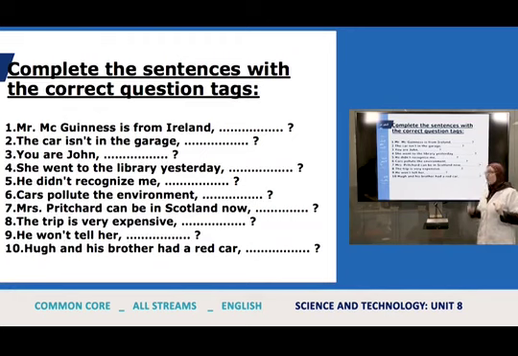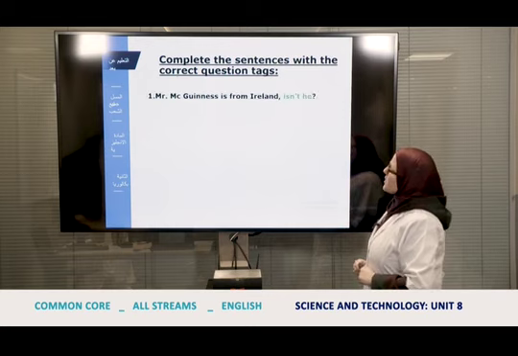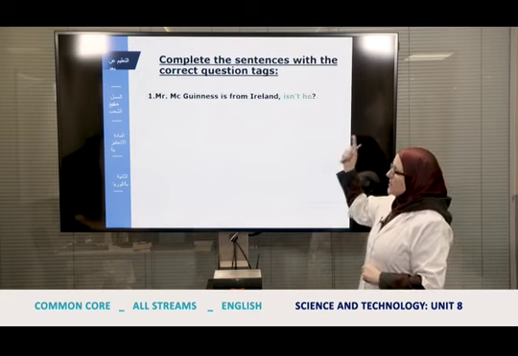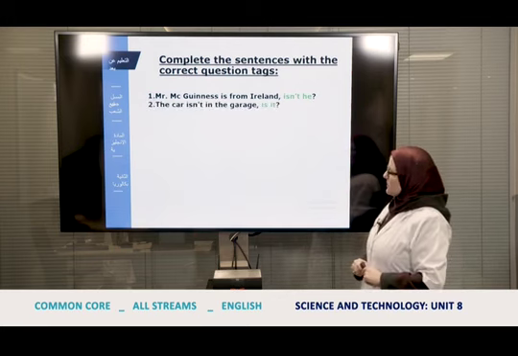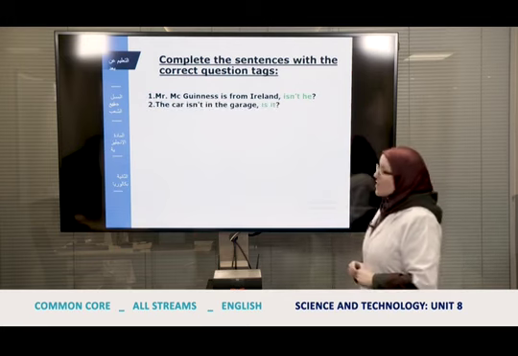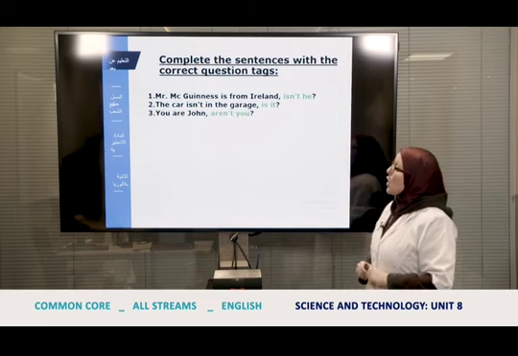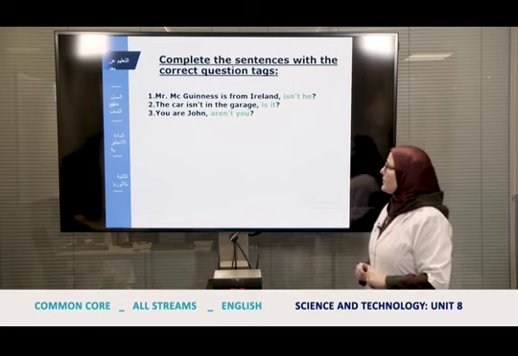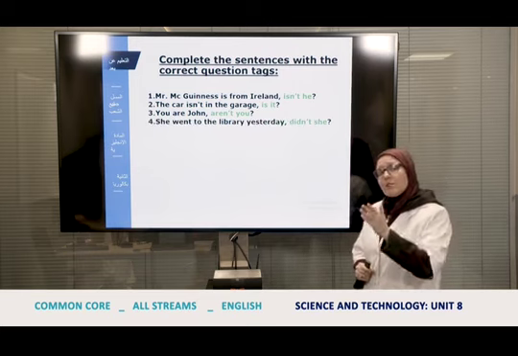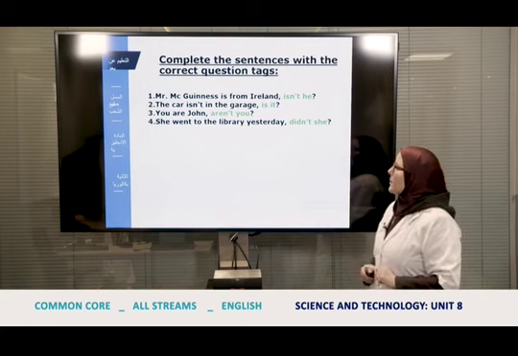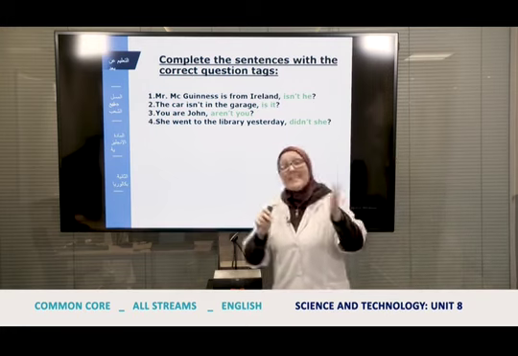Now it's your turn to answer these questions, to do this exercise, please. You fill in the blanks along with the right question tag. So answers. Mr. McGuinness is from Ireland, isn't he? The car isn't in the garage, is it? You are John, aren't you? She went to the library yesterday, didn't she? Because the negative form of went is didn't go.